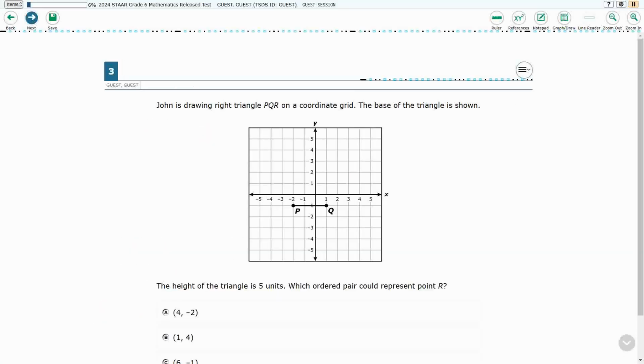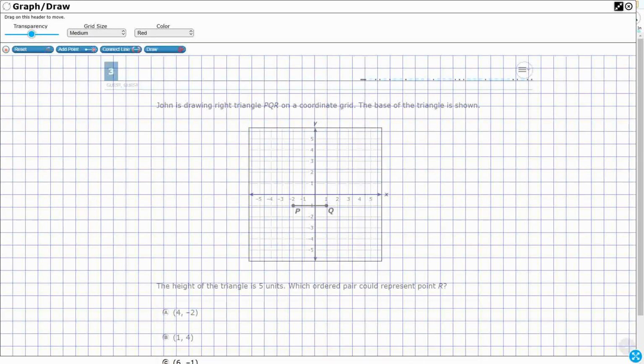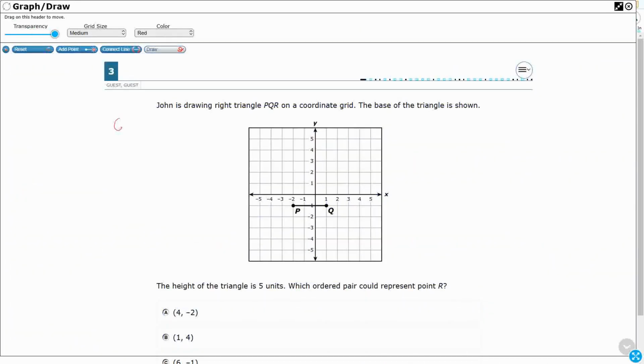For number three, we are graphing on the coordinate plane. This is 6.11a. Remember, in 6th grade, we are graphing on all 4 quadrants. In 5th grade, we just get introduced to quadrant 1. So we have a triangle, PQR, but I don't see an R. I just see a P and a Q.